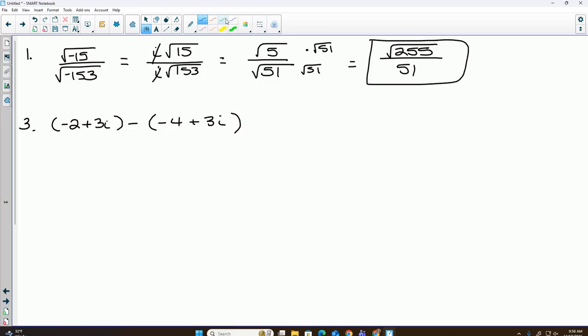Number 3, we change our minus to a plus, distribute that negative, and now all you're doing is adding like terms. Negative 2 plus 4 is 2, 3i and negative 3i cancel, so my answer is just 2. On any of those, make sure it has to be written in standard form, a plus bi. So if you did have i's left, that has to be written second in your answer.